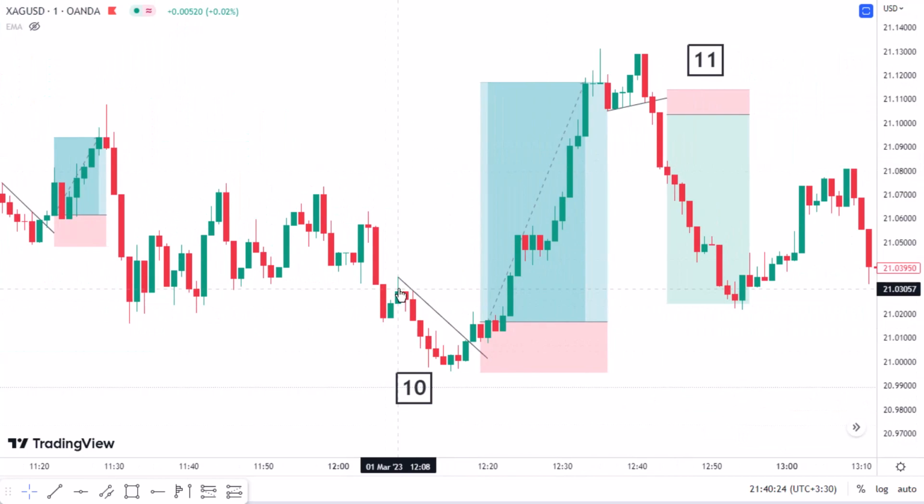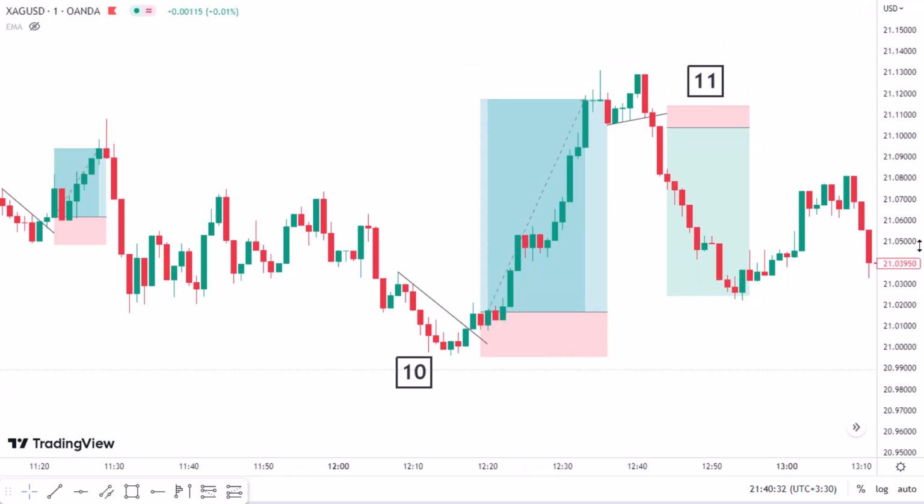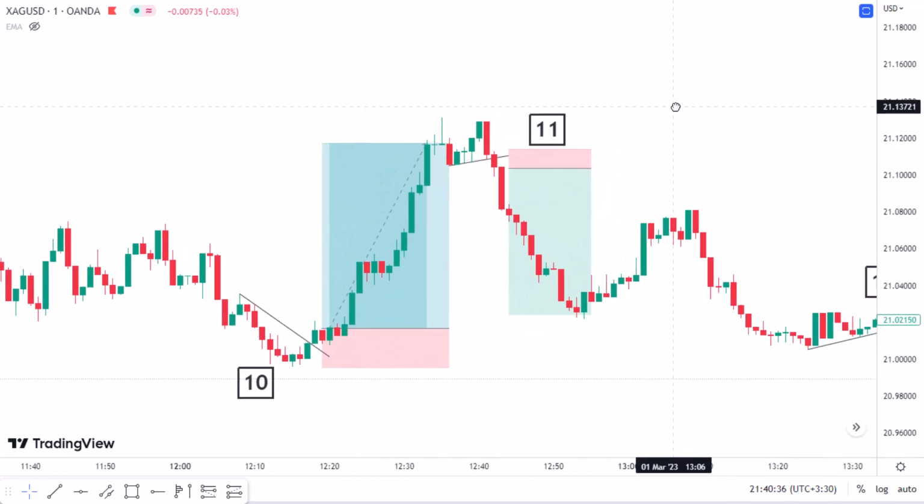On the trade 10, we have a trend line here with 3 touches. On the first time it breaks it with this green candle, we enter the buy position, put our stop loss somewhere safe, and it gives us a reward of 7.8.